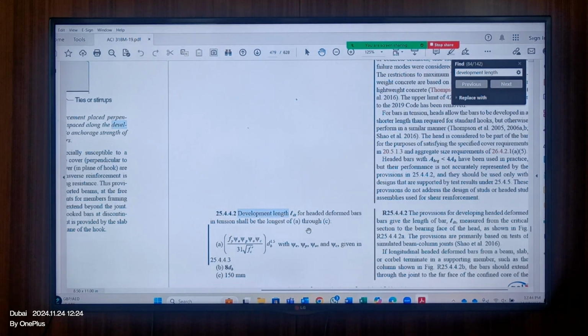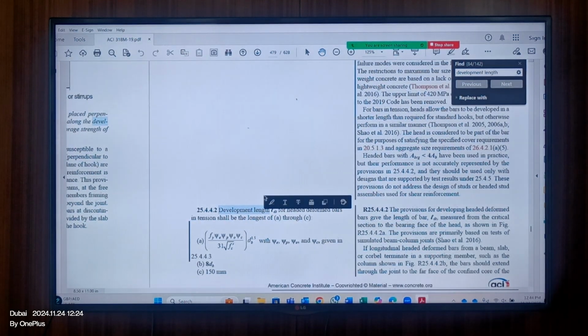There are three sets of equation actually. One is for the straight. Another one is for the hook. Third one is for the headed. Headed normally we are not using it. I'm telling you, where you do have a problem in terms of congestion, in terms of you don't have place to maintain the Ldh, in that case we are going to use the headed bar.